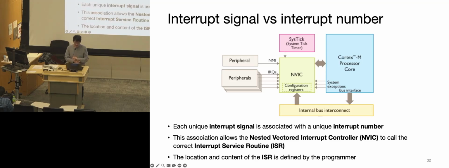So let's just put everything back together here. We have the interrupt signals corresponding to the interrupt numbers. Basically, each unique signal is associated with a unique number, and this association allows the NVIC to call the correct ISR, or interrupt service routine, the handler function that does whatever you want it to do. And the location and content of the ISR is defined by you, the programmer.